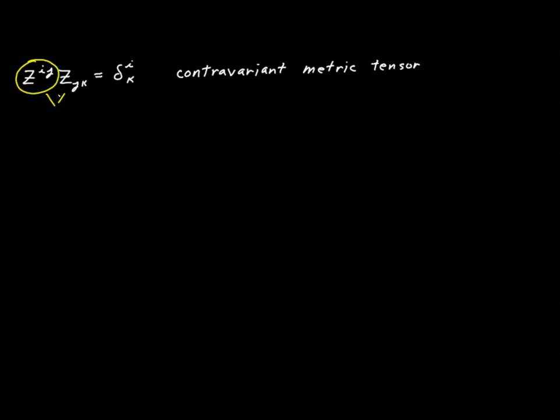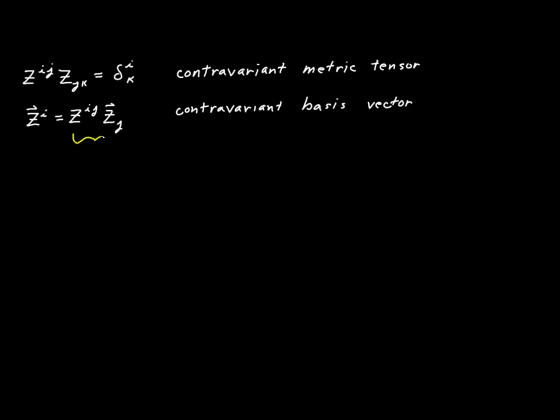inverse of the covariant metric tensor. The matrix product of these two will yield the Kronecker delta, or the identity matrix. We then went on to use this expression to define the contravariant basis vector. And by looking back at the last video, you'll recognize this now as an inner product, or a contraction, between the covariant basis vector and the contravariant metric tensor.